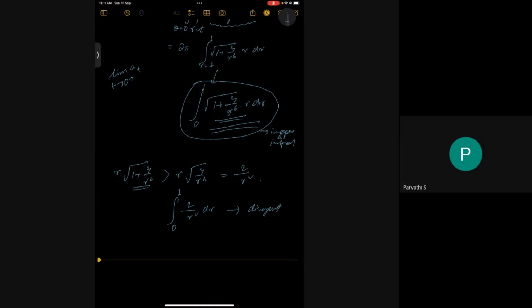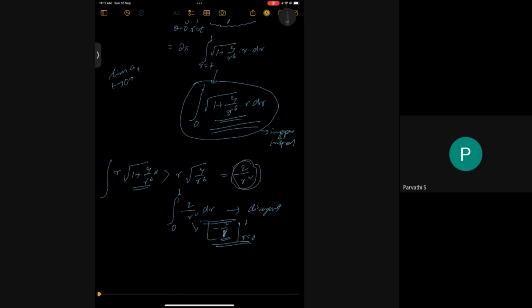2 by r squared integrates to minus 2 by r, evaluated from 0 to 1. And this limit as r goes to 0 doesn't exist because r is in the denominator here. So this is divergent. Since the integral of this is divergent, the integral of the bigger expression has to be divergent too. That means this limit doesn't exist. Therefore, the limit of A(t) as t goes to 0 from the positive side doesn't exist.